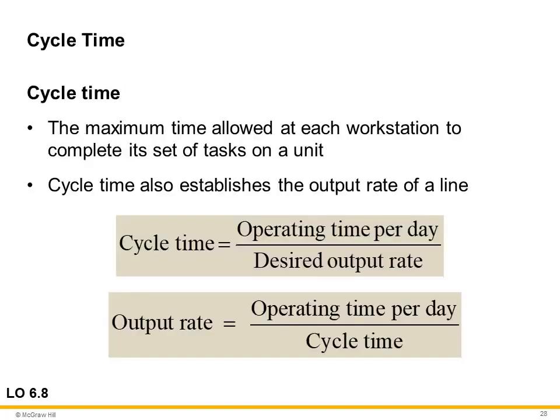Cycle time. Cycle time refers to the maximum time allowed at each workstation to complete its set of tasks on a unit. Or we can say cycle time establishes the output rate of a line. I address cycle time in quantitative problems in a separate video.